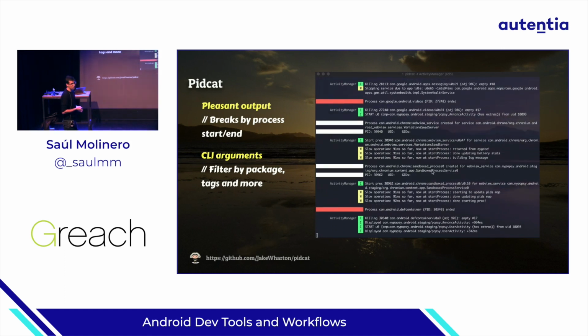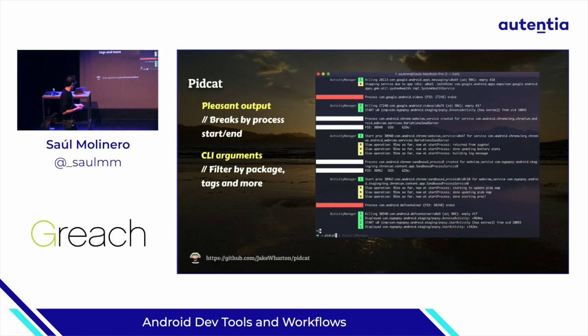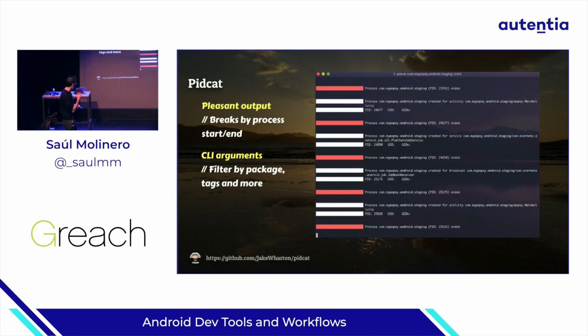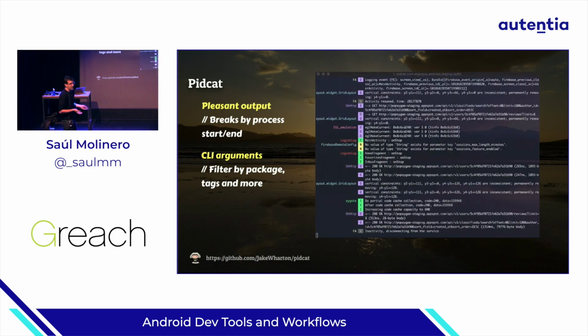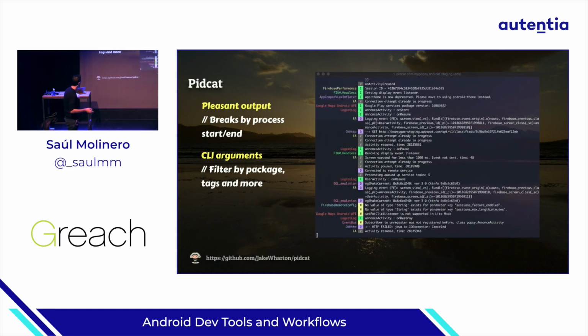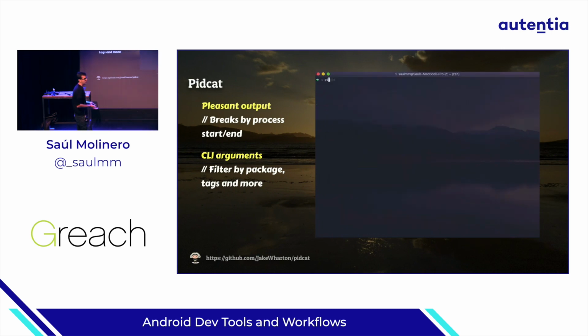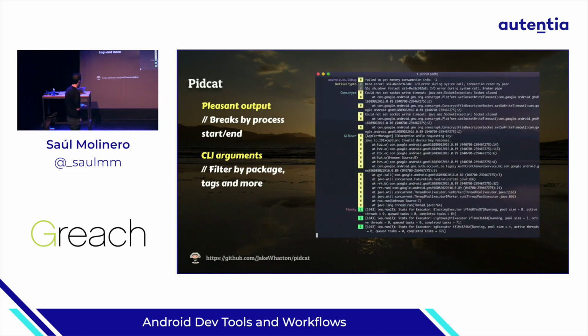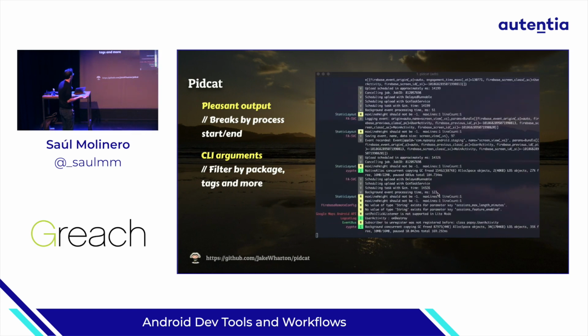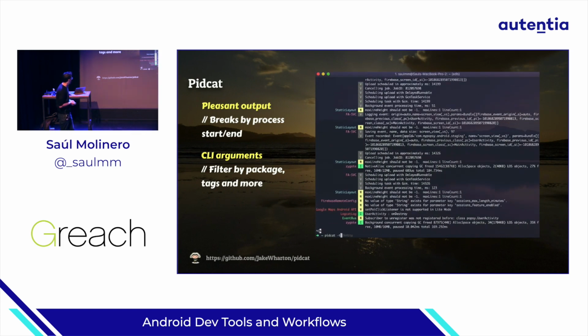You can install it via Homebrew if you are using Mac. It's on GitHub as well. It's made by Jake Wharton. He's a guy that no one knows, and he is very popular in the Android community. And it has some command line arguments that you can use. They are all in the repository.